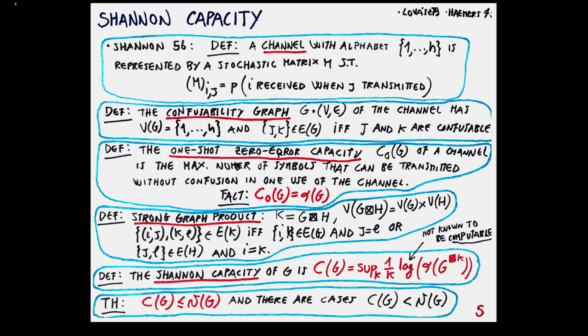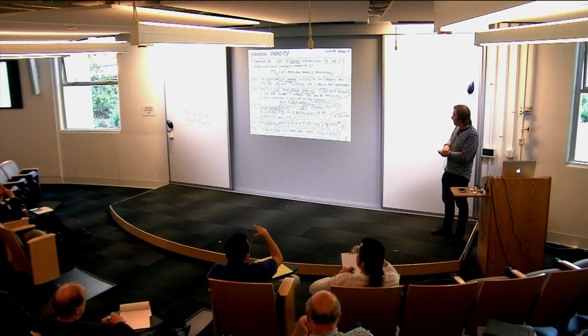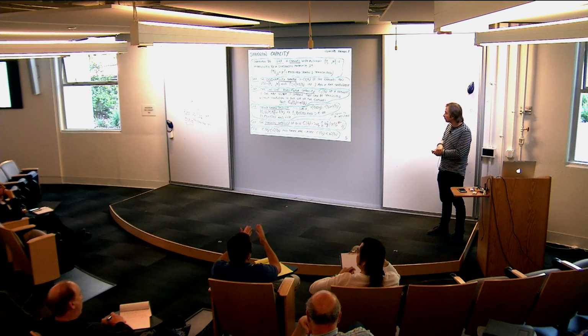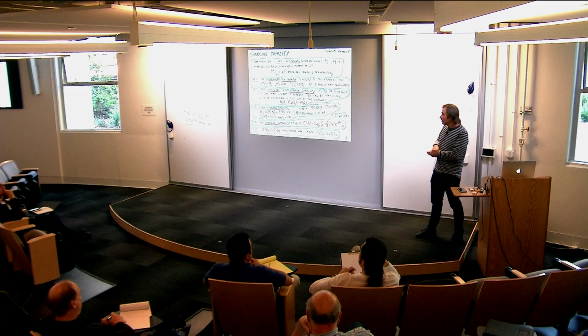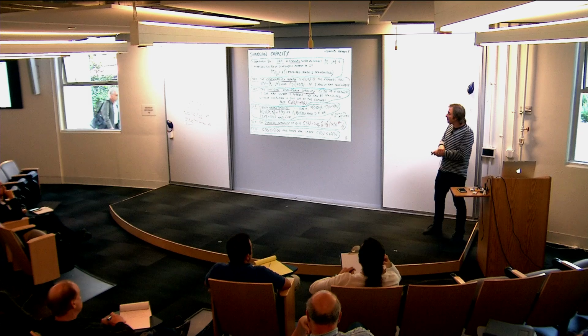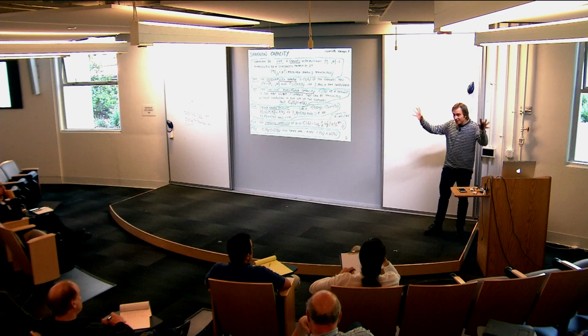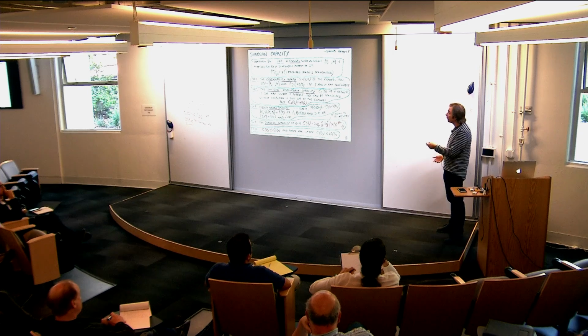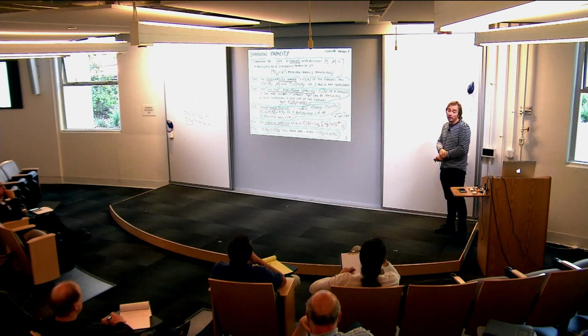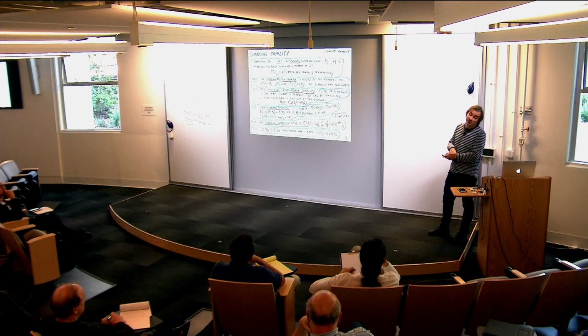Question. Please. In the one-shot case, it was kind of clear what the intuition for that measure is. But from an information theoretic point of view, what is Shannon capacity measuring? Exactly the same: the number of code words, asymptotically, that can be sent without confusion, and of course in the zero error setting.